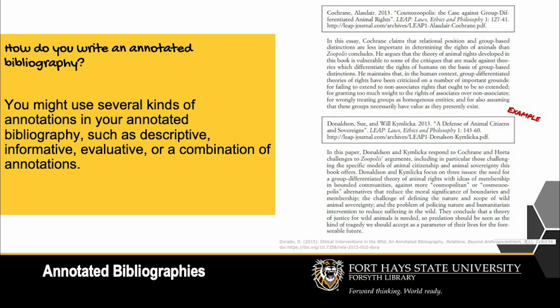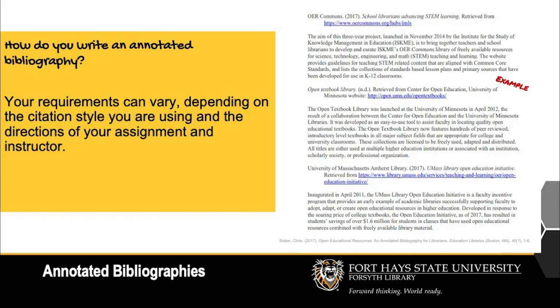You might use several kinds of annotations in your annotated bibliography, such as descriptive, informative, evaluative, or a combination of annotations. Your requirements can vary, depending on the citation style you are using and the directions of your assignment and instructor.